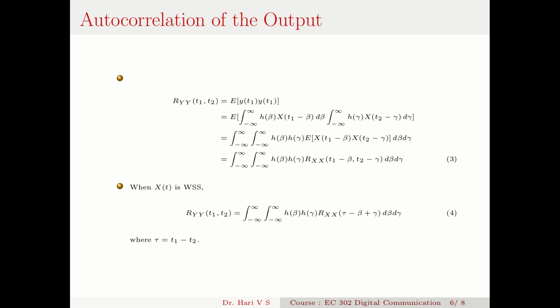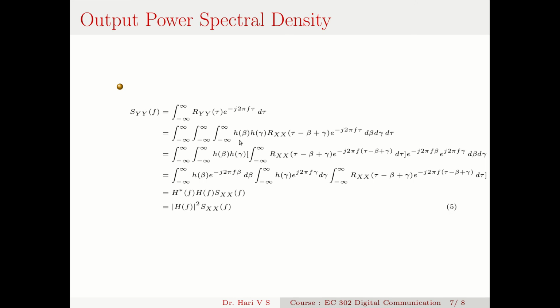Now, if I take the Fourier transform of the last equation, note that Ryy(t1, t2) is actually Ryy(tau). This is also a function of the time shifts only, because if the input is WSS, the output is also WSS. Now if I compute the Fourier transform of this, I can compute the output power spectral density Syy(f). It is nothing but the Fourier transform of the output autocorrelation function. So I use the integral from minus infinity to infinity of Ryy(tau) e raised to minus j 2 pi f tau d tau.